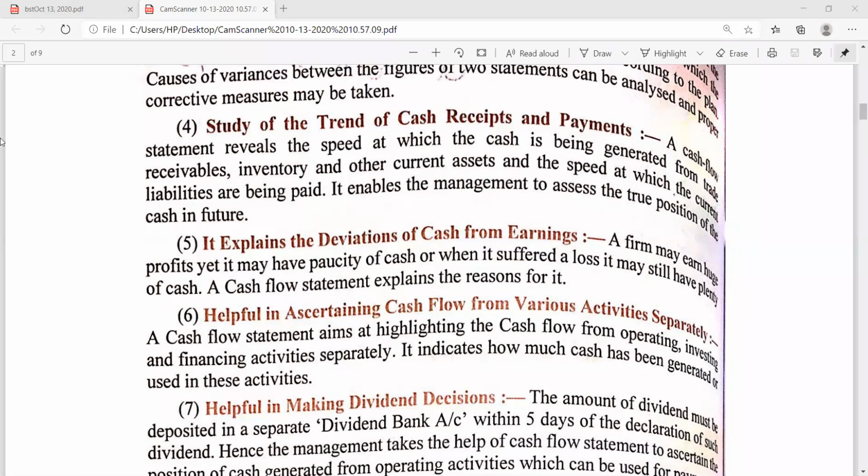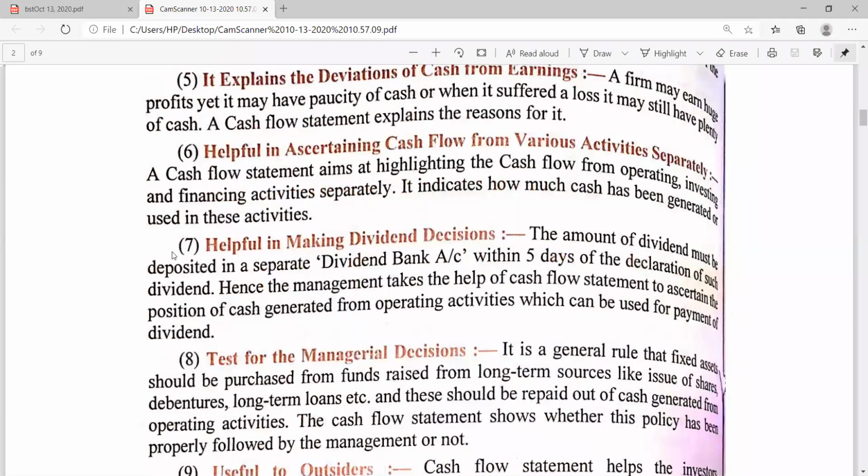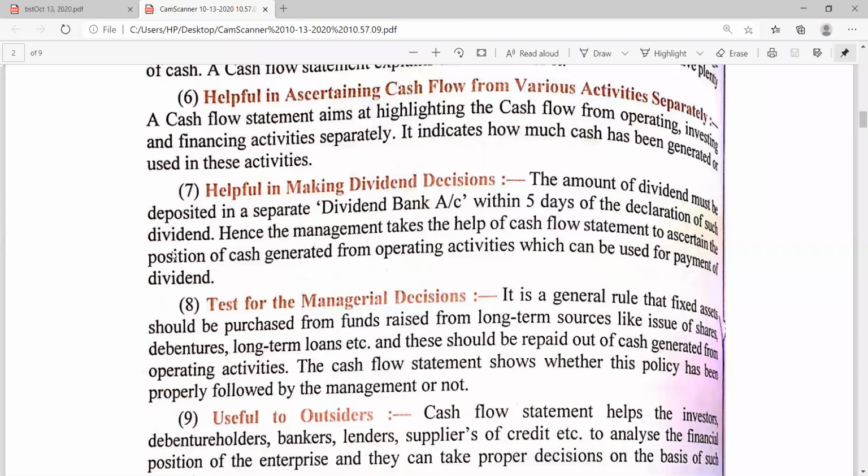Seventh, it is helpful in making the dividend decision. In business studies, I hope it is clear to you, there are three decisions to be taken which are very important for every business related to finance. In financial management, you come to know the investment decision, dividend decision, and financing decision. So it is also helpful in making the dividend decision, because the amount of dividend must be deposited separately in a dividend bank account within 5 days of declaration of such dividend. Hence, the management takes help of the cash flow statement to ascertain the position of the cash generated from the operating activity, which can be used for payment of dividend.